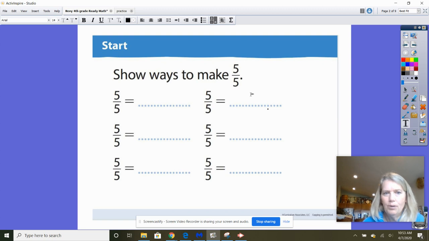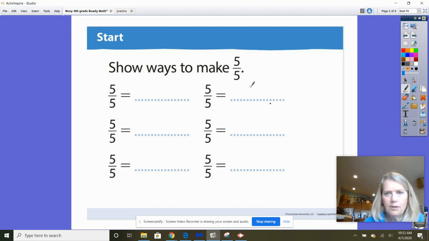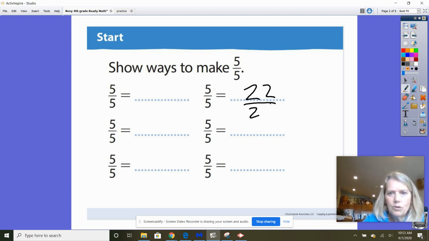Before you get into the book, start thinking of some ways on your whiteboard or some kind of paper that you can show an equivalent to 5/5. See if you can come up with 6 different ways. I'll give you a couple. 2/2 plus 2/2 plus 1/5 is equivalent to 5/5. You probably were expecting that one.